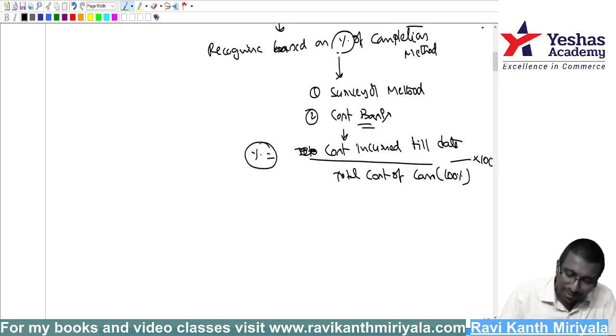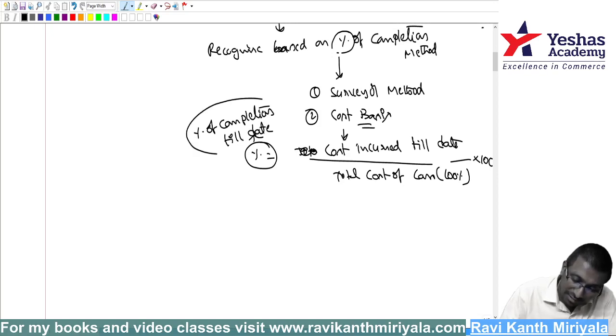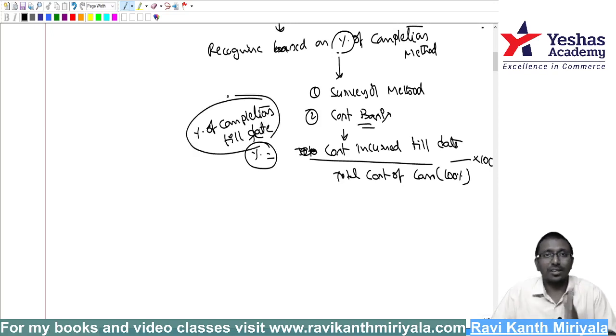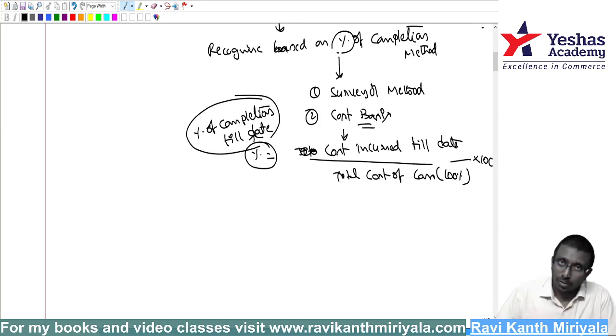So from here you will calculate the percentage of completion till date, till 31st March 2020. You must have started 1-2 years before, but from the date of starting till the balance sheet date, how much percentage of work has been completed? Okay, right. Here again, sir, cost you are telling.